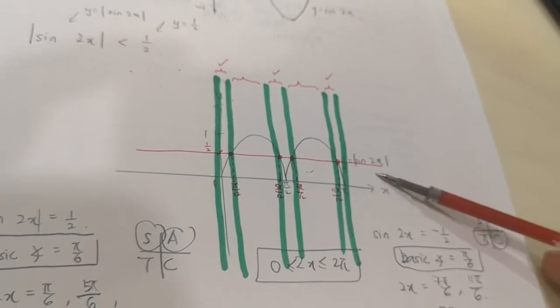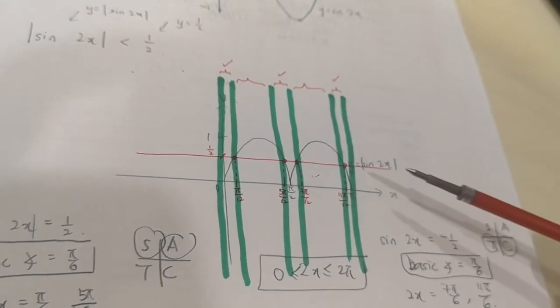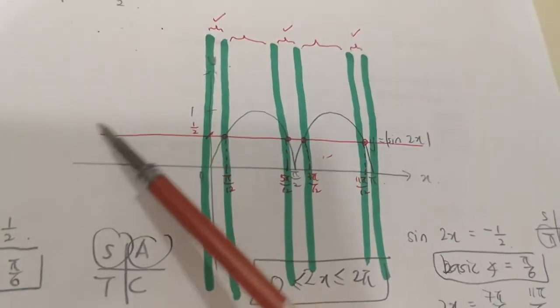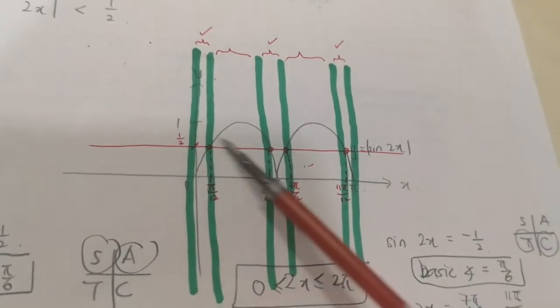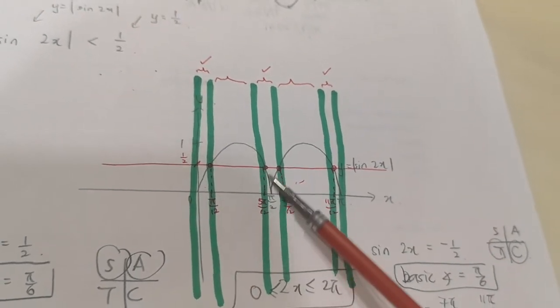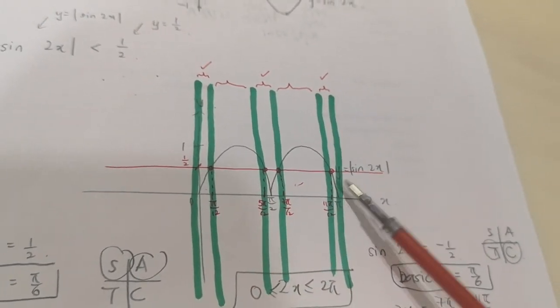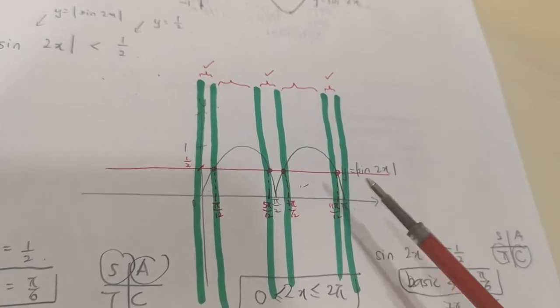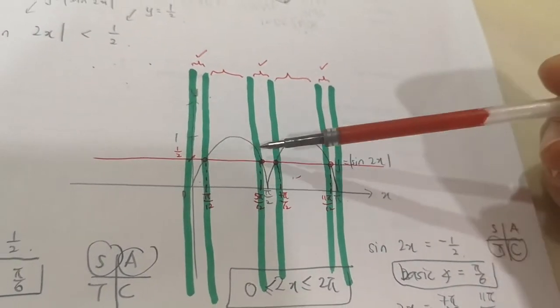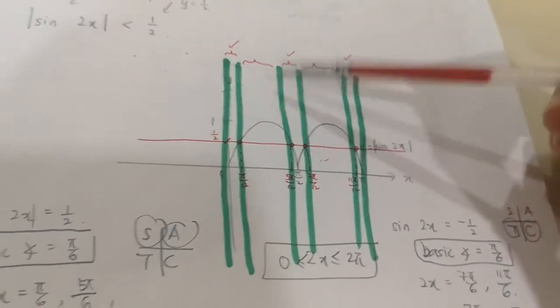I use the color so you can see it more clearly. So this is the color pen. The red is y equal to 1 over 2, and this pencil one is the modulus graph. So I redrew it. If you look here, there are 4 intersections. So you find out the intersections.